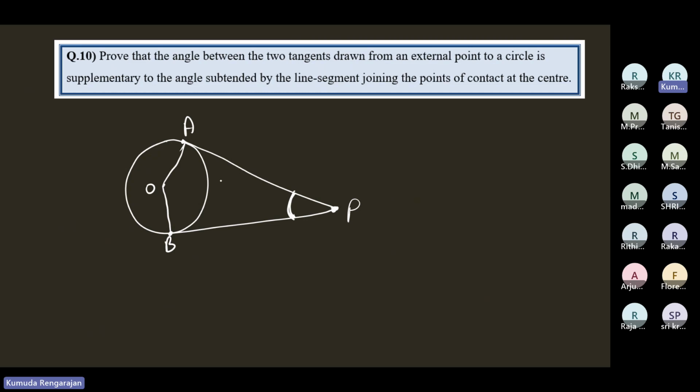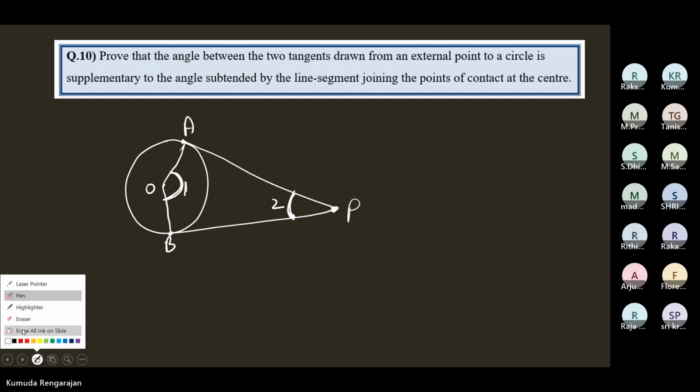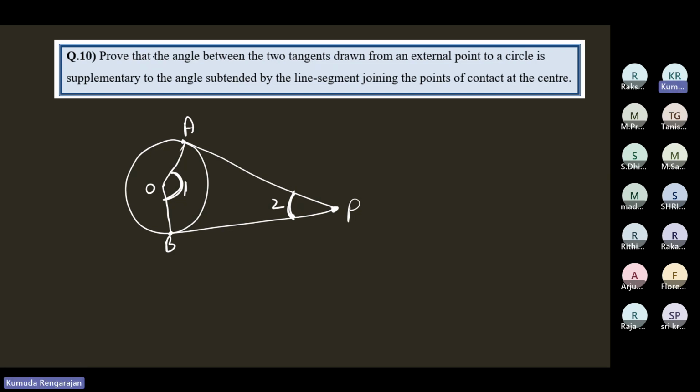And this is the angle between those two line segments. You must prove that these are supplementary. You must prove that angle 1 plus angle 2 is equal to 180. One angle is the angle between the two tangents drawn from an external point to a circle. The other angle is the angle subtended by the line segments joining the points of contact at the center.